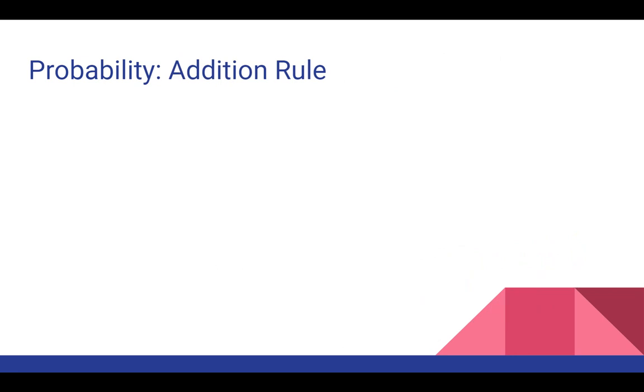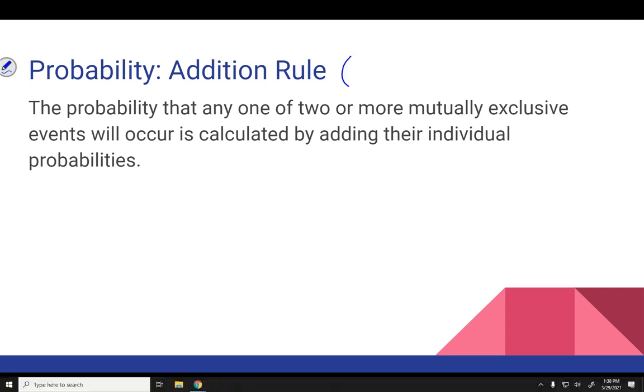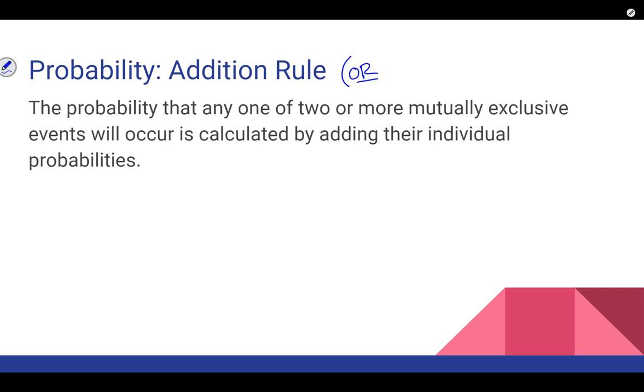The other one that you have is the addition rule. And the addition rule is a way to figure out the probability that one of 2 or more mutually exclusive events, meaning it has to be this one or this one, will happen. What are the chances that this or that will happen? Those you calculate by adding. So addition is the rule you use when you see the word or. What is the chance of this or that happening?